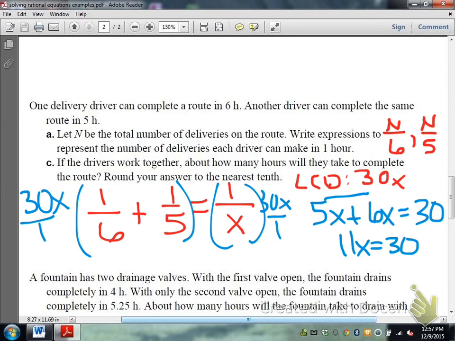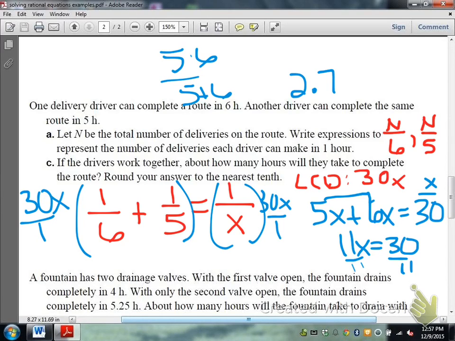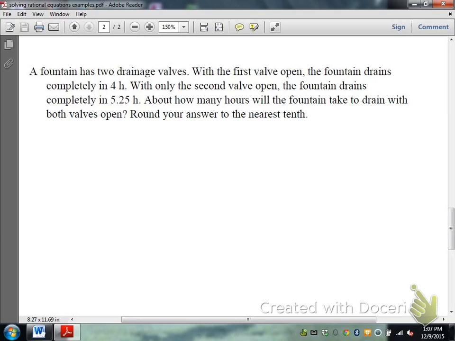This is where AJ was saying you multiply their rates together. Because to finish this up, we divide by 11. 5 times 6 divided by 5 plus 6 is 2.7, rounding to the nearest tenth. Working together, it would take them 2.7 hours. Is it the one concept?